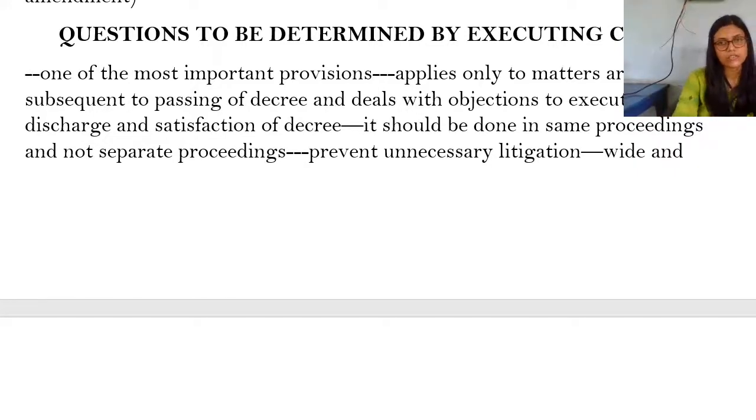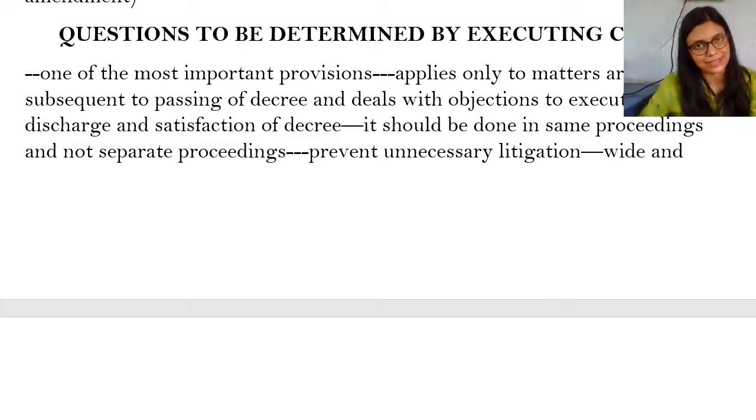You are not asking for a separate proceeding. We are trying to avoid unnecessary litigation. It is a wide and exclusive jurisdiction, and whatever questions are arising between parties to a suit and representatives, which are relating to execution, discharge or satisfaction of decree, can be determined by the executing court.